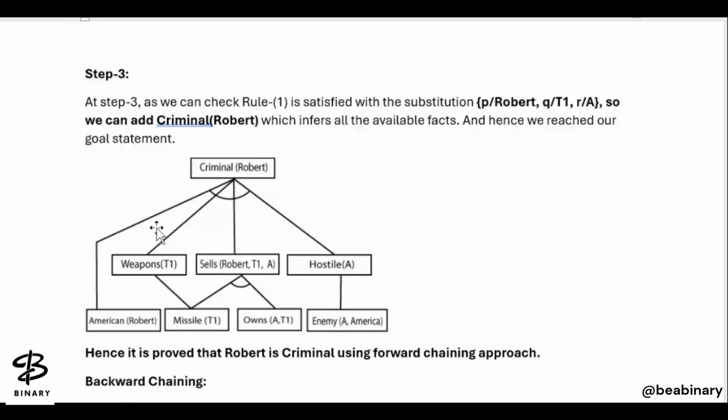So now we have added T1 is a weapon, and Robert has sold that weapon to country A, and that country A is hostile to America here, right? So in this step we have seen another conclusion: that the missile is owned by A and that missile has been sold by Robert. With these conclusions we can add another node, which is the root node, that Robert is a criminal, and hence we have reached the goal state here. So it is proved that Robert is a criminal using forward chaining.